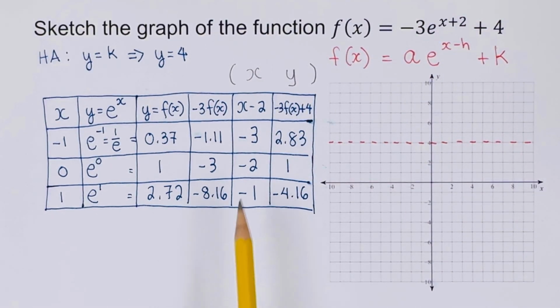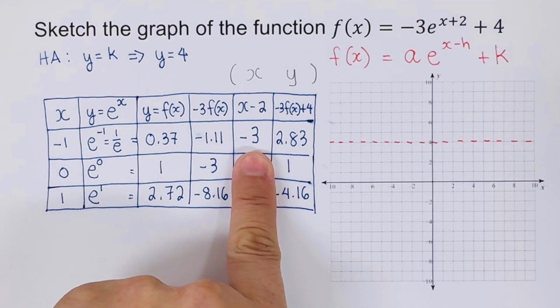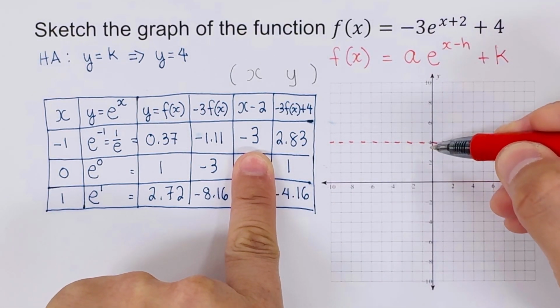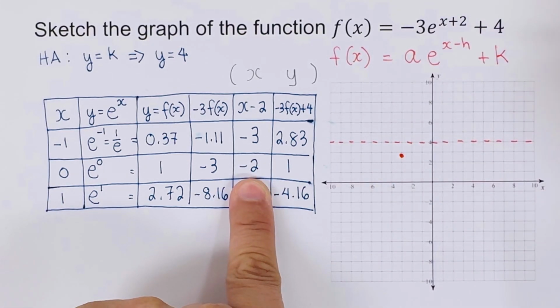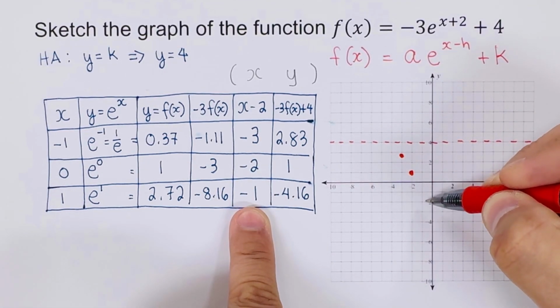Now, please remember that these last two columns will be our x and y values. So please notice that the x has been transformed and the y has been transformed as well. So we go ahead and sketch the graph for this. We start with -3 and 2.89, -2 and 1, -1 and -4.16.